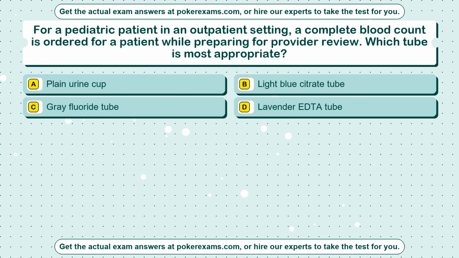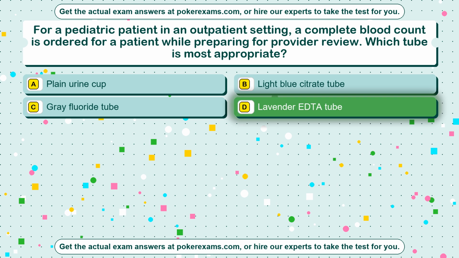Question 17. For a pediatric patient in an outpatient setting, a complete blood count is ordered for a patient while preparing for provider review. Which tube is most appropriate? Option A, plain urine cup. Option B, light blue citrate tube. Option C, gray fluoride tube. Option D, lavender EDTA tube.